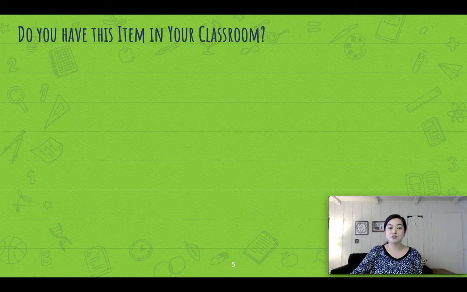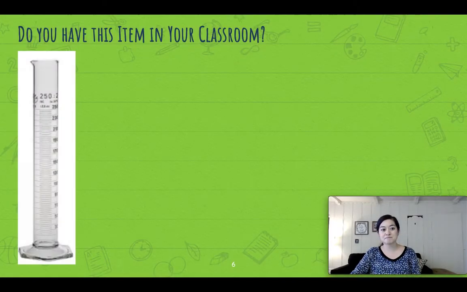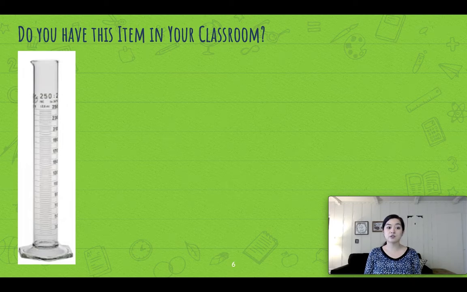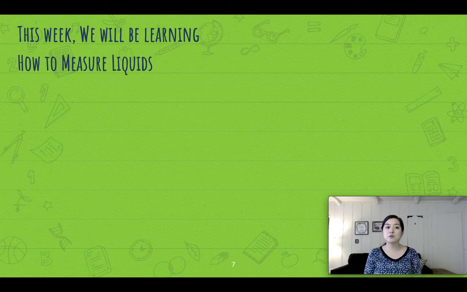Now, do you remember having this item in your classroom with Miss Morris? Have you seen something like that? That is called a graduated cylinder. This week, we will be learning how to measure liquids.